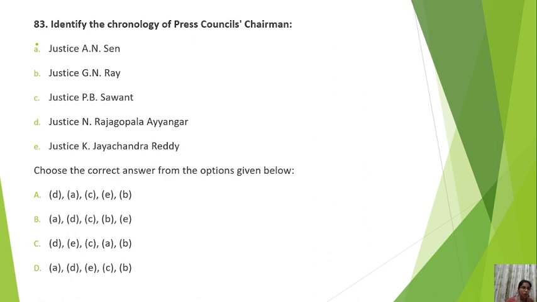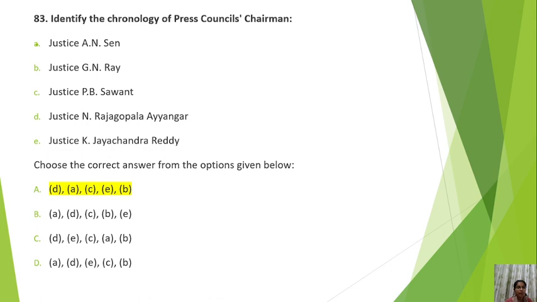Next is chronology of press council's chairman. Justice A.N. Sen, Justice G.N. Ray, Justice P.B. Sawant, N. Rajgopala Iyengar, K. Jayachandra Reddy. So it is difficult, I know, but what you can do is you may not remember the exact years, but you can read the chronology, and maybe after 2-3 revisions you can have an idea.